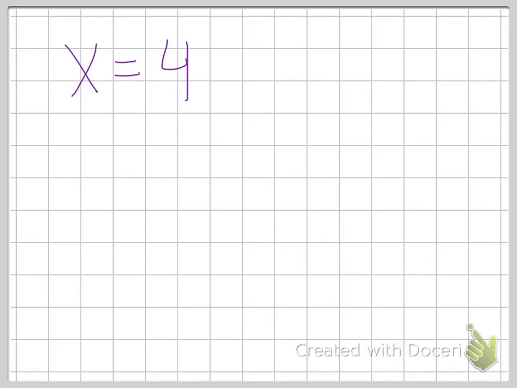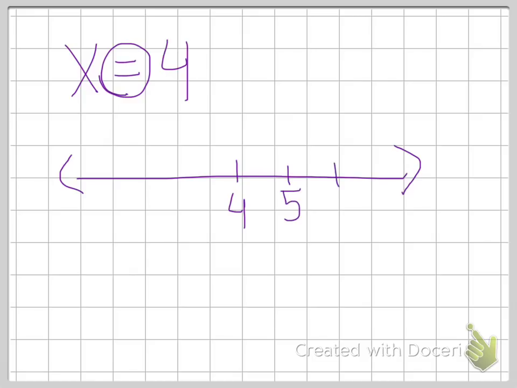So let's first start with equalities. Equalities have an equal sign, and they are quite simple. If we're just graphing x equals 4, we take a number line, and I always like to put the number in the middle and then include a few extra numbers around it. Of course, the numbers have to be in order. And then when x is equal to 4, all we do is we put a dot right above the 4 to say that's where x is.